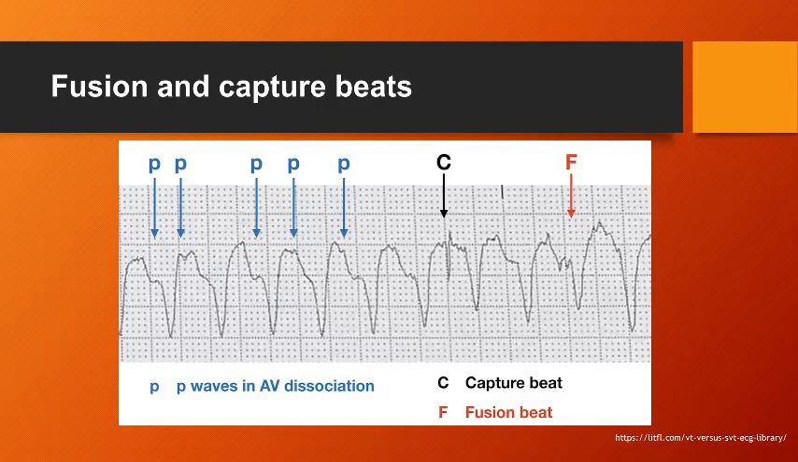Now, capture beats, which are also called rested beats, are QS complexes during a wide complex tachycardia that are identical to the sinus QRS complex. The term capture implies that the normal conduction system has momentarily captured control of the ventricular activity from the VT focus, like you can see in this picture. Fusion beats and captured beats are more commonly seen when the tachycardia rate is slower.